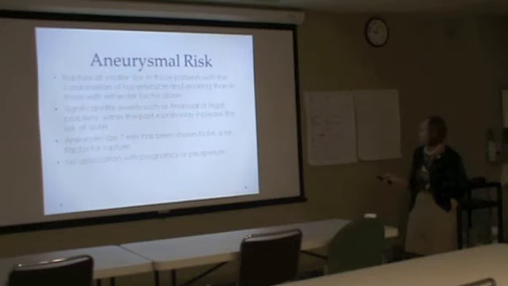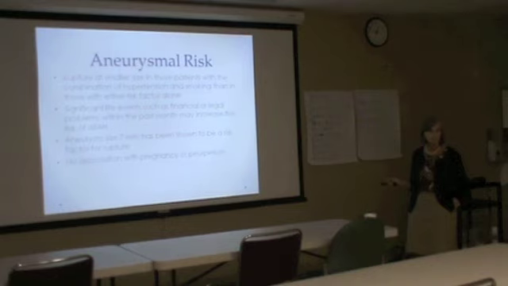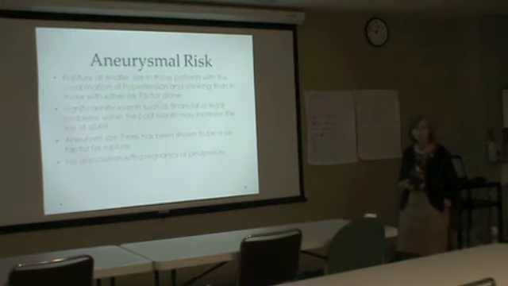You get a rupture at a smaller size in people who have both hypertension and smoking than those who have either one alone. And stress does have something to do with it. A lot of people who have a subarachnoid hemorrhage from an aneurysm, preceding that they had some kind of stressful issue. Currently 7 millimeters is the size they're looking at. And there doesn't appear to be anything to do with pregnancy or the surrounding period.